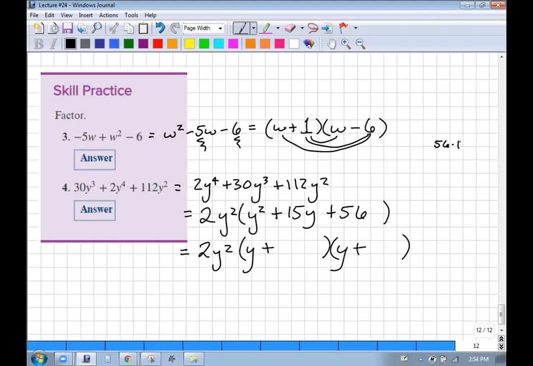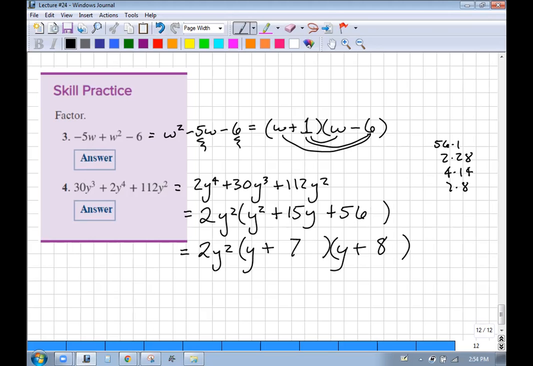56 times 1, they don't add to give me 15. 2 and 28 multiply to give me 56, but they don't add to be 15. 56 divided by 4. 4 and 14 multiply to give me 56, but they don't add to give me 15. So let's see, 56 divided by 5, 6. 56 divided by 7. 7 and 8. 7 times 8 is 56, and they add to give me 15. So that thing is fully factored now.